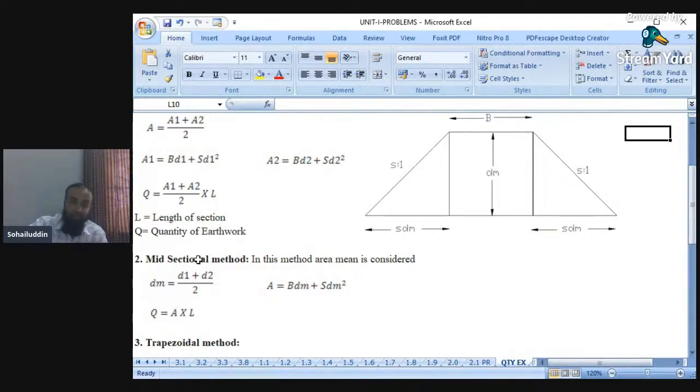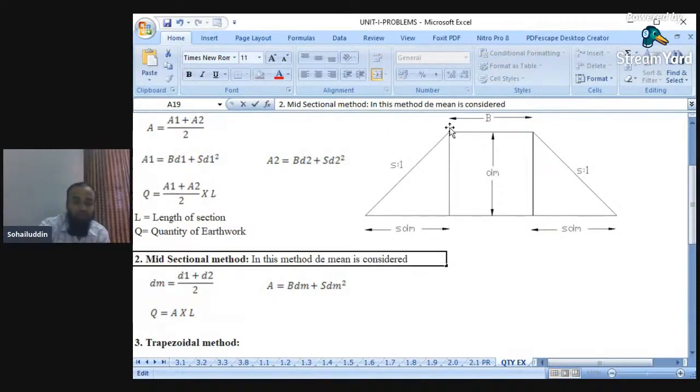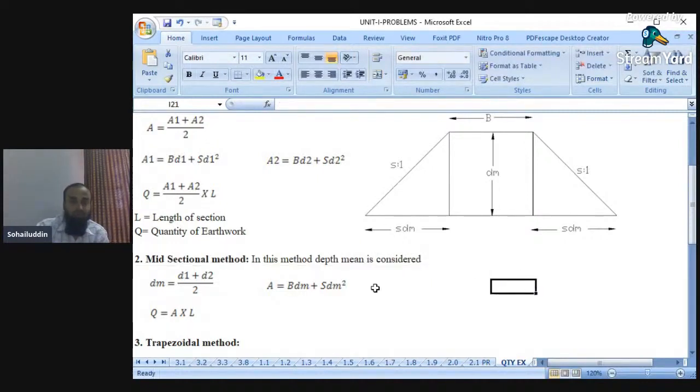Section is nothing but the depth. Instead of area, we are taking the depth. Depth is considered. So DM is nothing but D1 plus D2 divided by 2 again. So we are considering this as the mean depth. Actually, this figure is for mean depth.